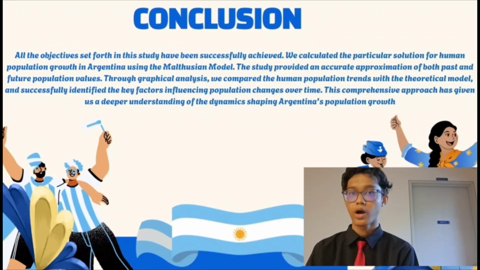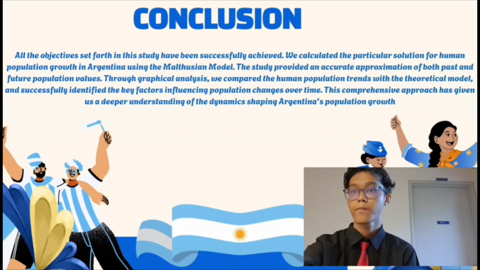For the conclusion of task 1, all the objectives set forth in the study have been successfully achieved. We calculated the particular solution for human population growth in Argentina using the Malthusian model. The study provided an accurate approximation of both past and future population values. Through graphical analysis, we compared the human population trends with the theoretical model and successfully identified the key factors influencing population changes over time. This comprehensive approach has given us a deeper understanding of the dynamics shaping Argentina's population growth.